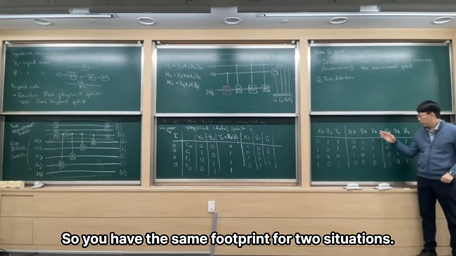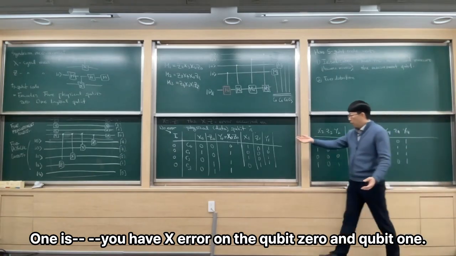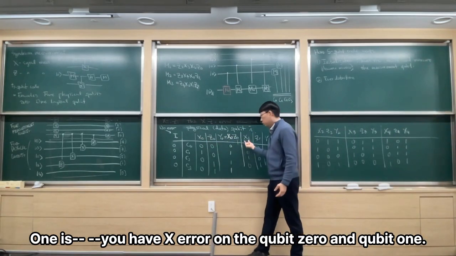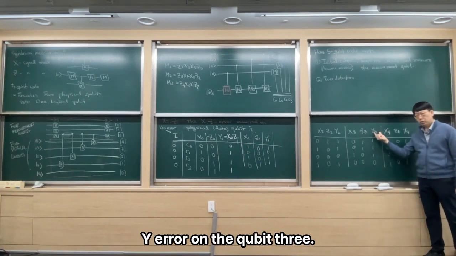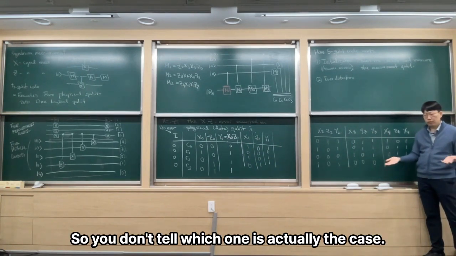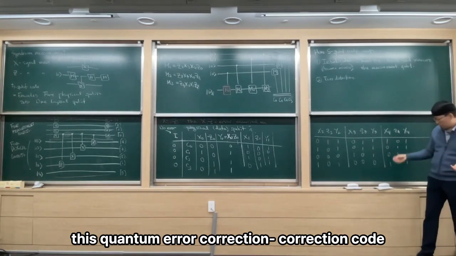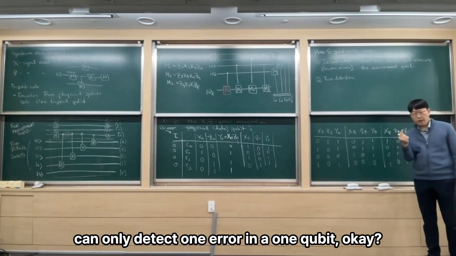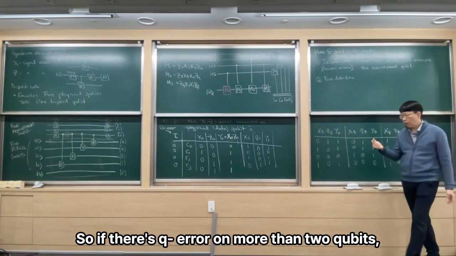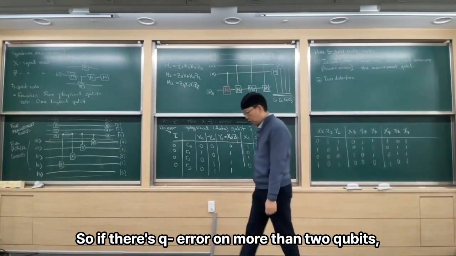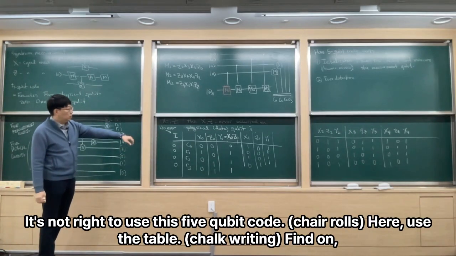So you have the same footprint for 2 situations. One is you have X error on qubit 0 and qubit 1. The other is you have Y error on qubit 3. So you can't tell which one is actually the case. So this quantum error correction code can only detect one error in one qubit. Okay? So if there's error on more than 2 qubits, it's actually not working. It's not right to use this 5-qubit code.